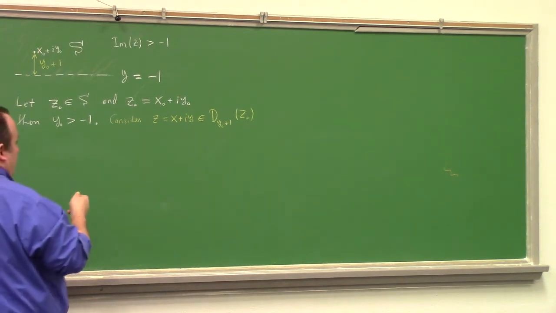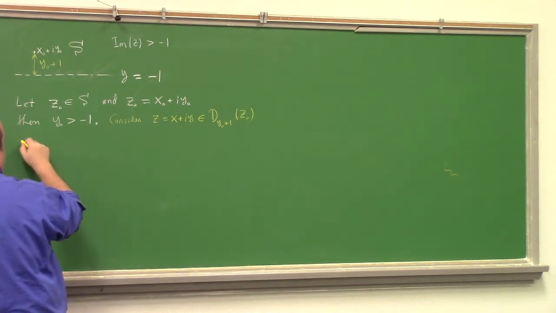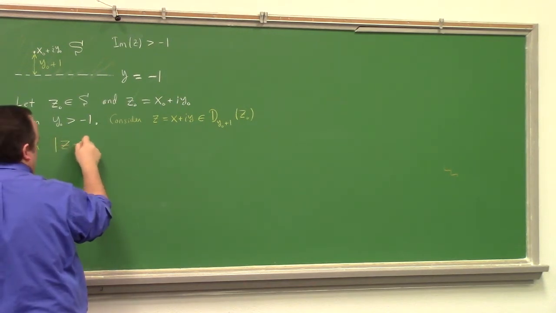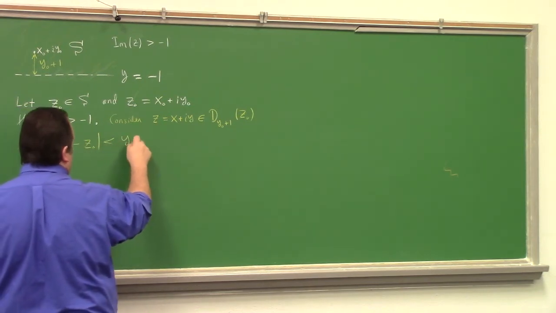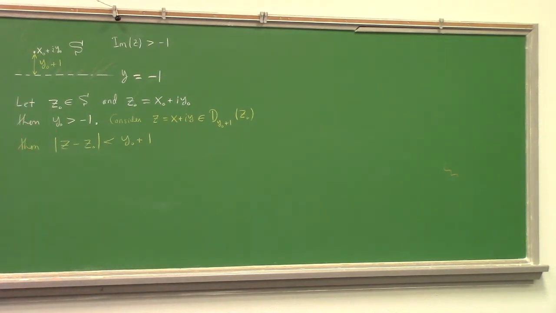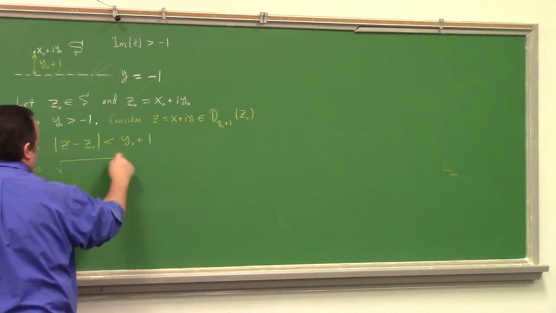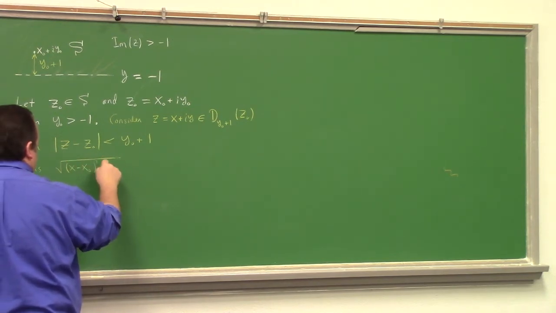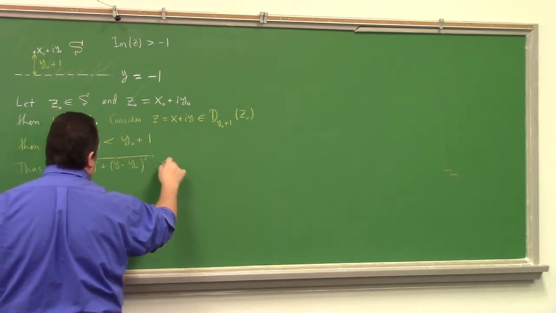So what do we have? What's by definition true about z? We know that we're given the distance between z and z naught is less than y naught plus 1, right? That's the definition of that disk. Thus, the square root of x minus x naught squared plus y minus y naught squared is less than y naught plus 1.